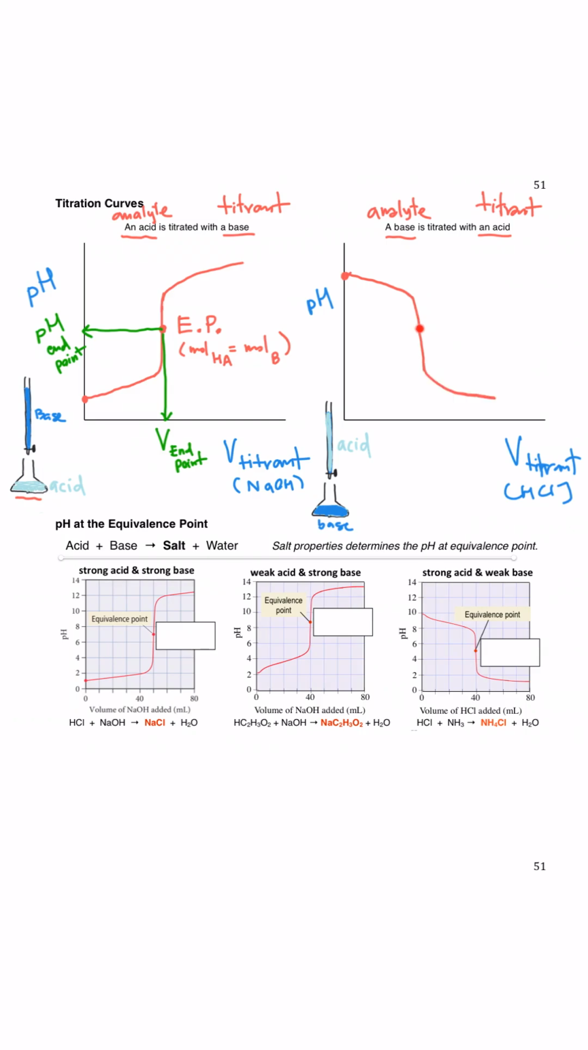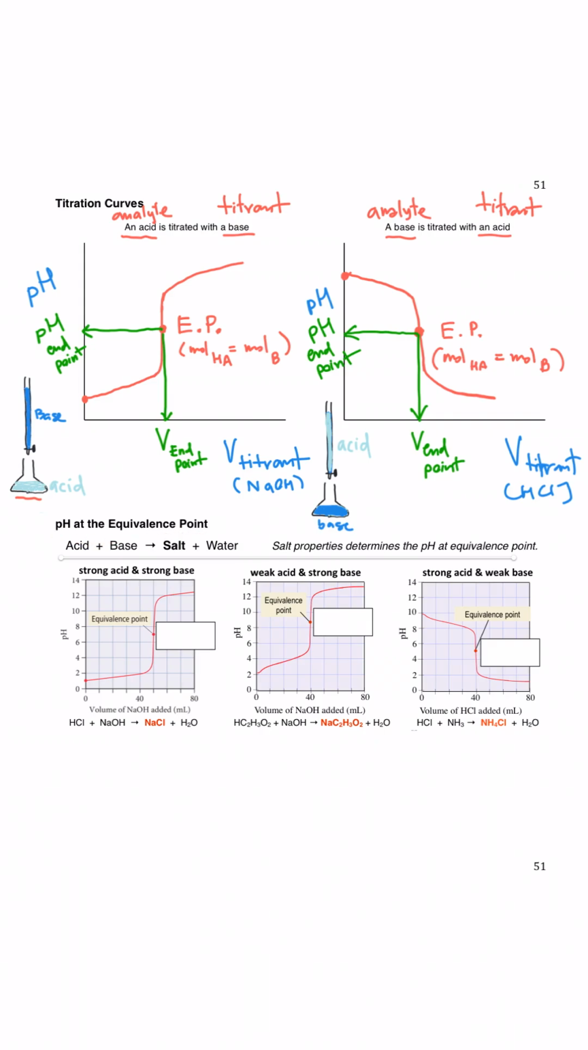And again, in the middle of this, at the steepest point, this middle right here, this point is the equivalence point where the moles of acid equal the moles of base. The volume at this point would be the volume of the end point, and the pH would be the pH of the end point. Next, we will take a look at the pH at the equivalence point.